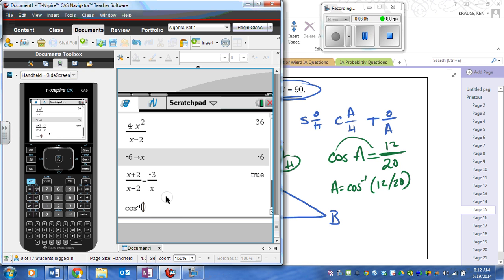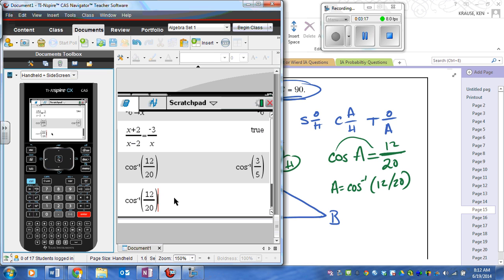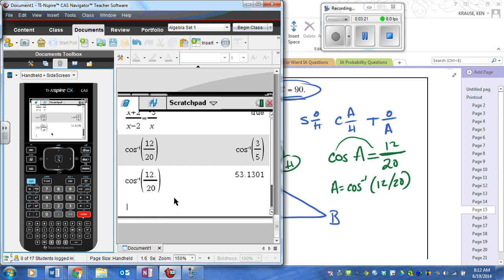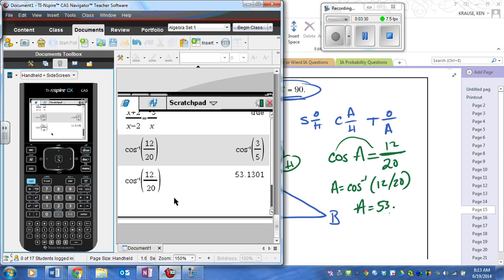So I clicked on it. Okay. And then we do 12 divided by 20. And I don't know why the silly calculator does this. I don't know how to change it so it doesn't. Okay, so A is equal to 53.1301.